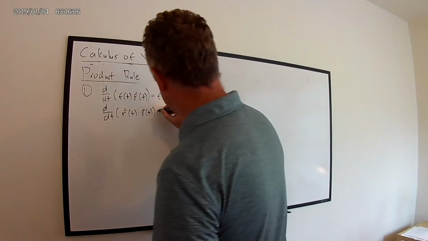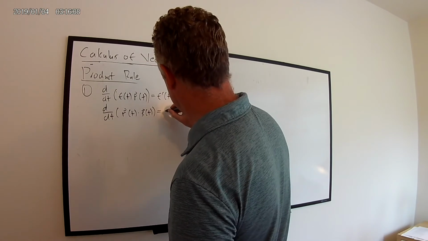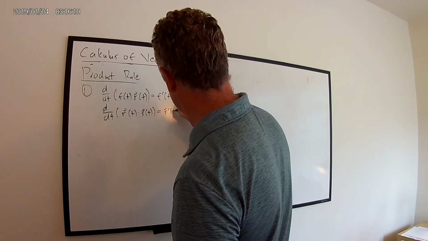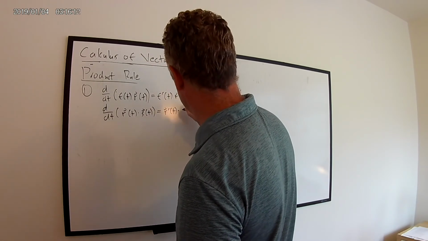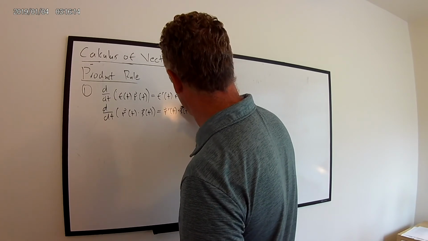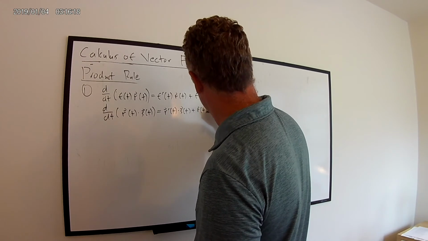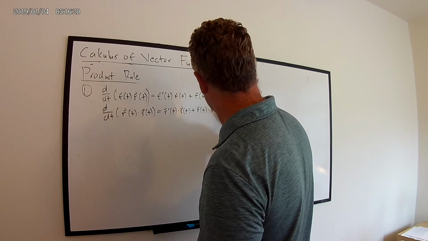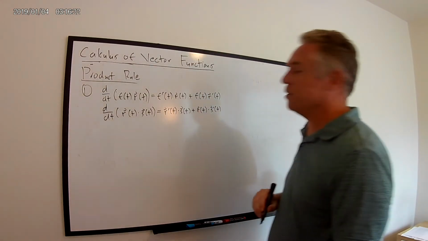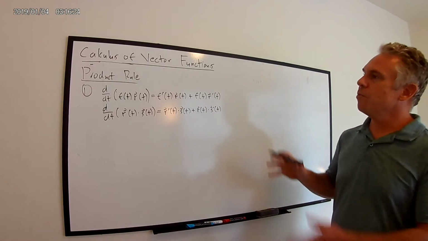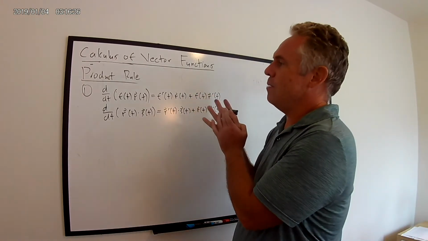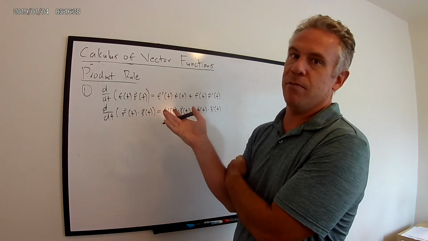The product rule is the same here. Basically we take the derivative of the first, r prime of t, dotted with the second vector, s of t, plus r of t dotted with the derivative of the vector function s of t. So the methodology is the same, but we have 3 applications of it versus 1.